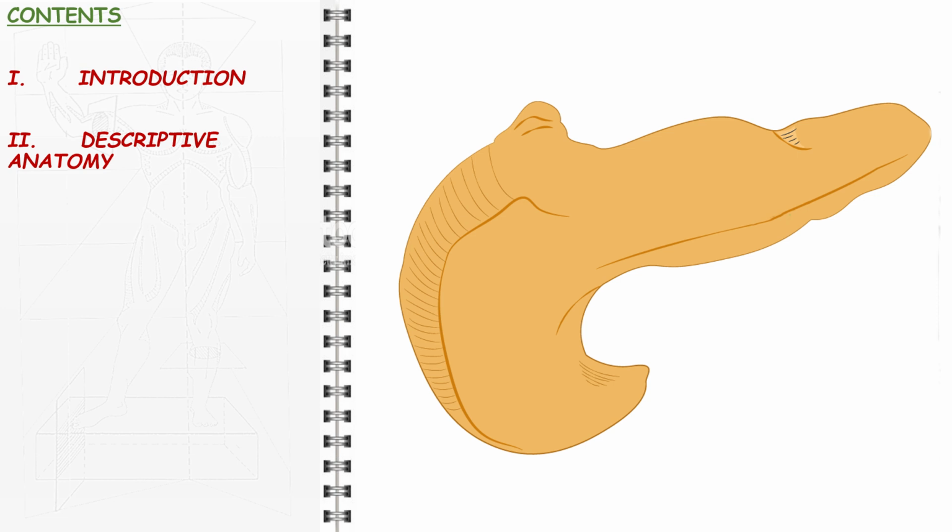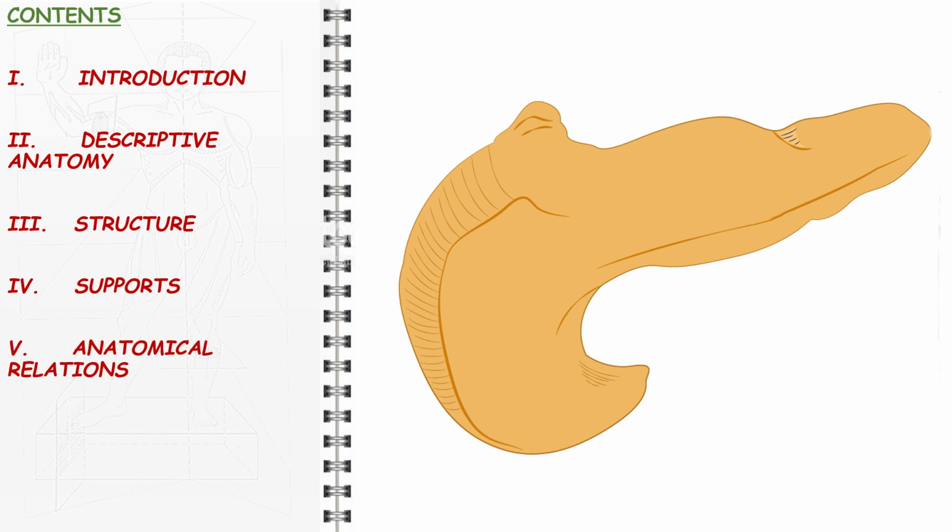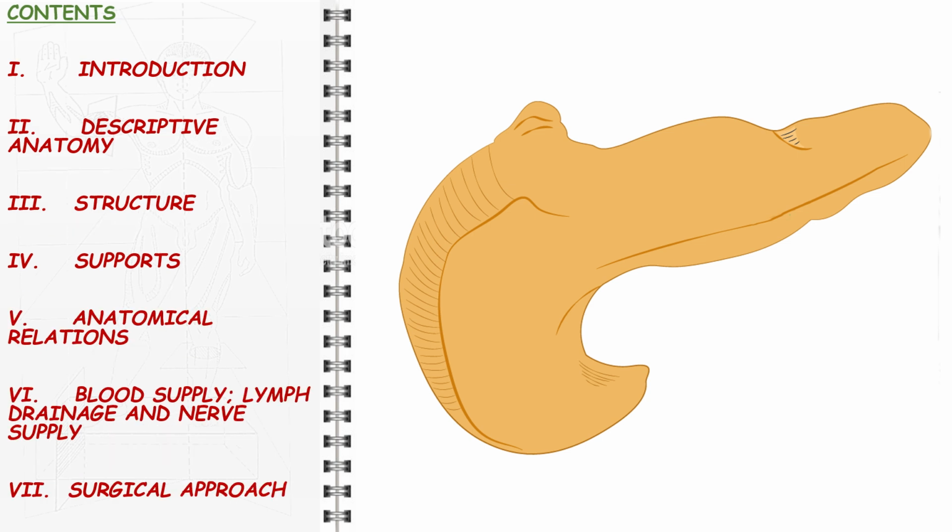Next, we will take a closer look at the composite structure of the pancreas. We will, then, explore the anatomical relations that each part of the pancreas establishes as a deep epigastric retroperitoneal organ. Afterwards, we will proceed to describe the blood and nerve supply and lymph drainage of the pancreas before summarizing.